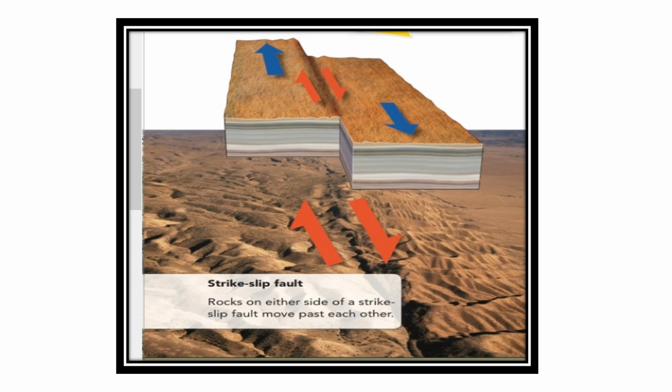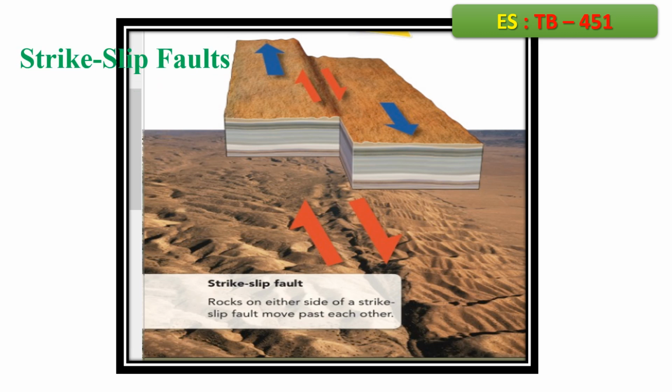Once you observe the picture for the strike-slip faults, you can see the left one is a little up and the right one is a little down. This is the main characteristic of strike-slip faults.